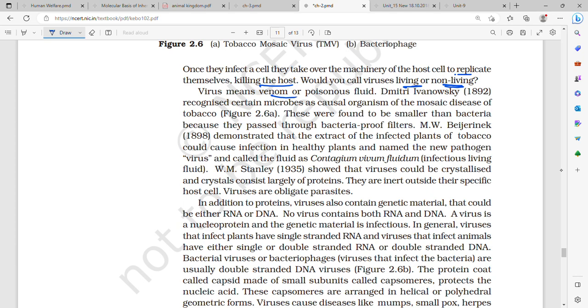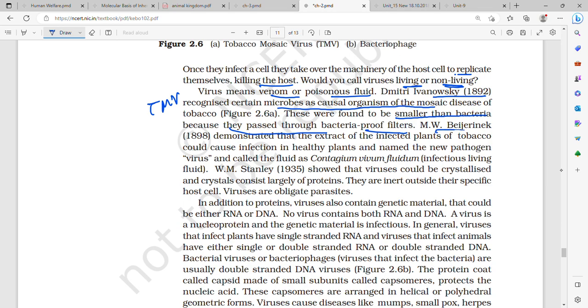Don't know. Virus means venom or poisonous fluid. Who said this? Dmitry Ivanovsky in 1892. He recognized certain microbes as the causal organism of the mosaic disease of tobacco. He used bacteria-proof filters, and they passed through. He then found out that they are smaller than bacteria.